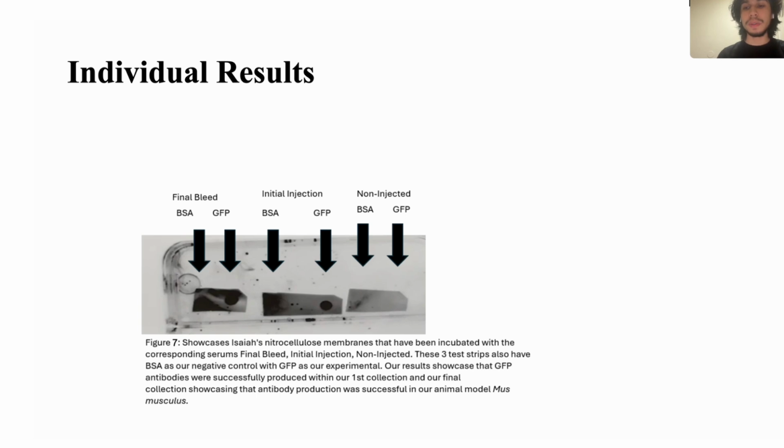So our individual results showcase, this is specifically Isaiah's. On our left side, we have our final bleed. In our middle, we have our initial injection. On our right, we have our non-injected.